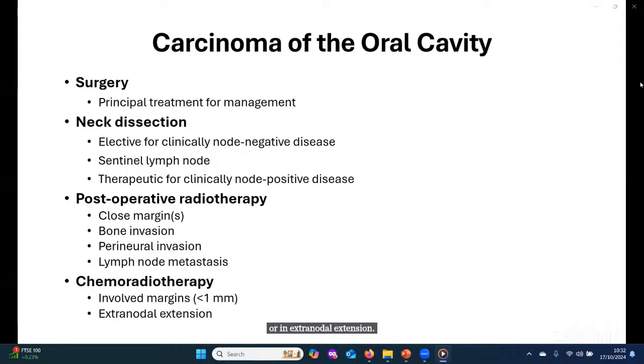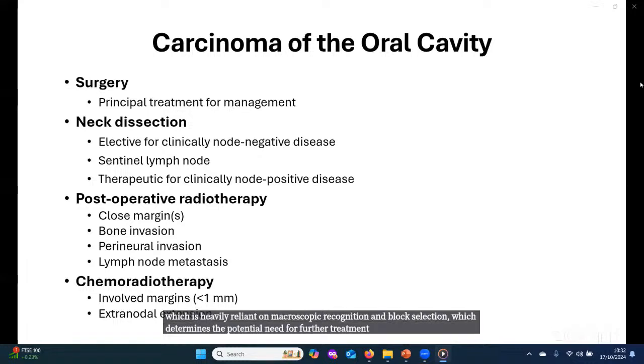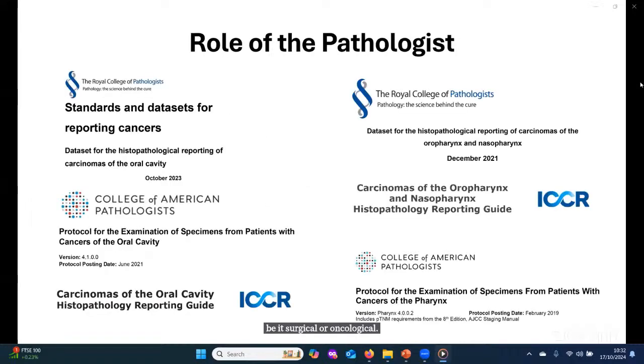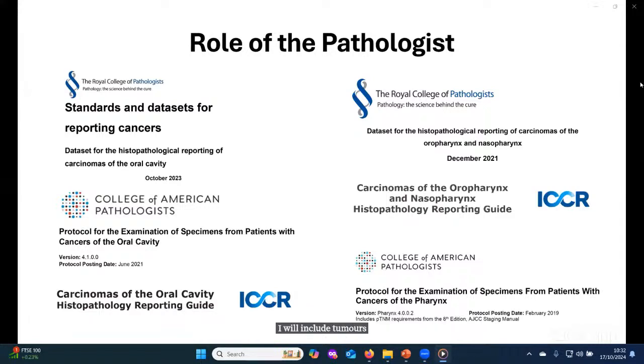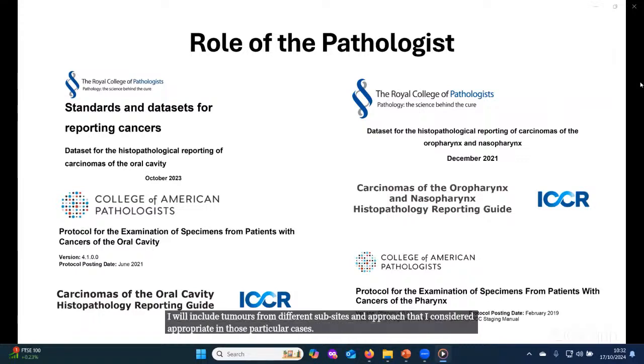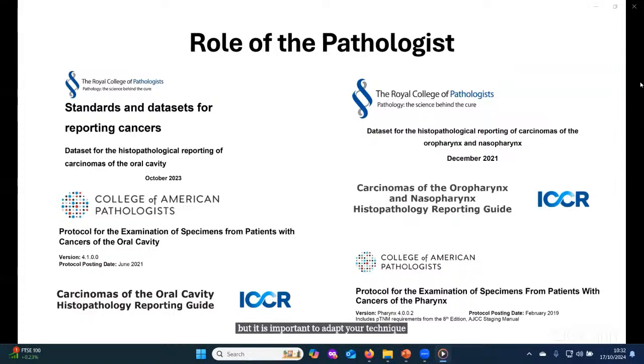It is therefore the basis of the pathology report, which is heavily reliant on macroscopic recognition and block selection, which determines the potential need for further treatment, be it surgical or oncological. There are several national guidelines in managing cancer resections, and the information presented today is largely based on datasets published by the UK Royal College of Pathologists. I will include tumours from different subsites and an approach that I considered appropriate in those particular cases, but it is important to adapt your technique depending on the specimens received.